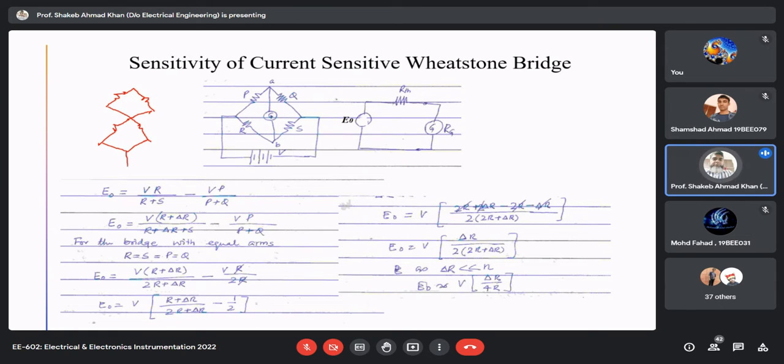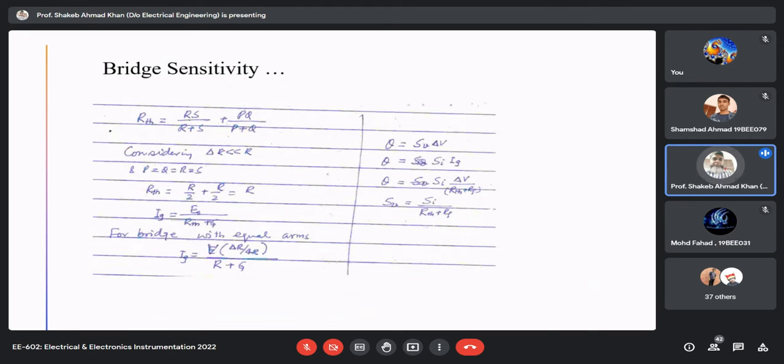So between these two terminals we are trying to find out the equivalent resistance. This is P, this is Q, this is R, and this is S. So R Thevenin will be the parallel combination of these two and the parallel combination of these two, then these two will be in series. So that's what I had written here: RS upon R plus S plus PQ upon P plus Q, because we neglected delta R just because it is very small. So the Thevenin equivalent resistance is R.